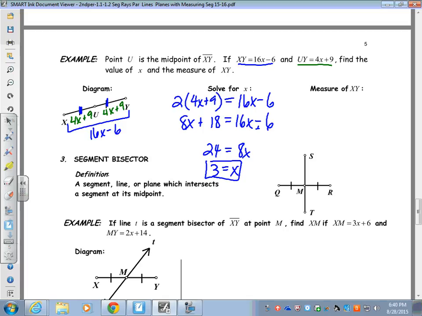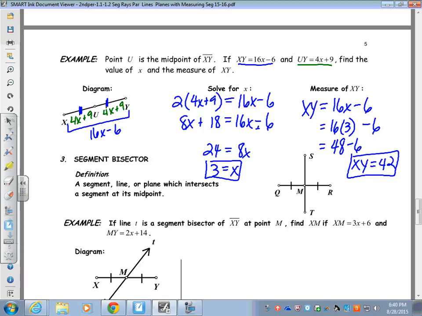So now that I have the value of x, I can find XY, because XY was the 16x minus 6, and I can just plug it in. 16 times the 3, which was x, minus 6, which is 48 minus 6. So we know that XY is 42. The length of XY, 42.